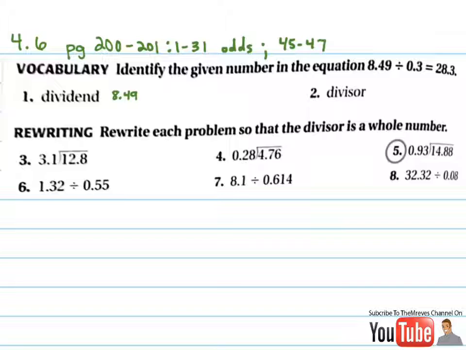Now our divisor is the number we're dividing by. So if we read this, we go 8.49 divided by 0.3. So we know 0.3 is our divisor.